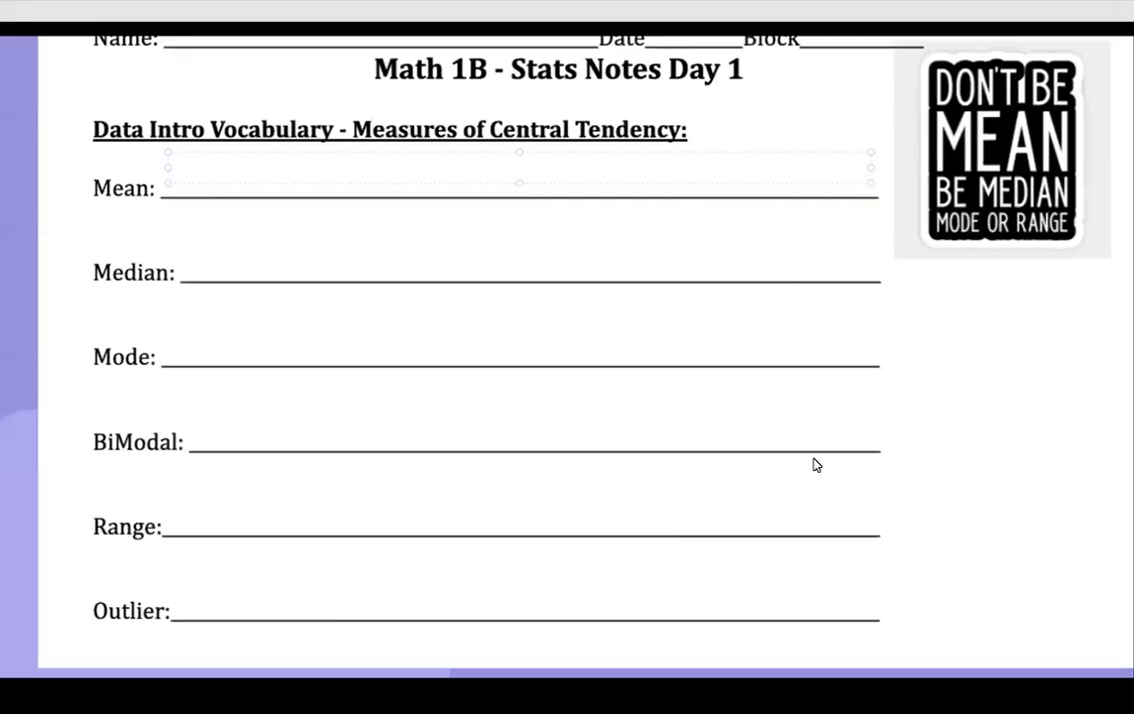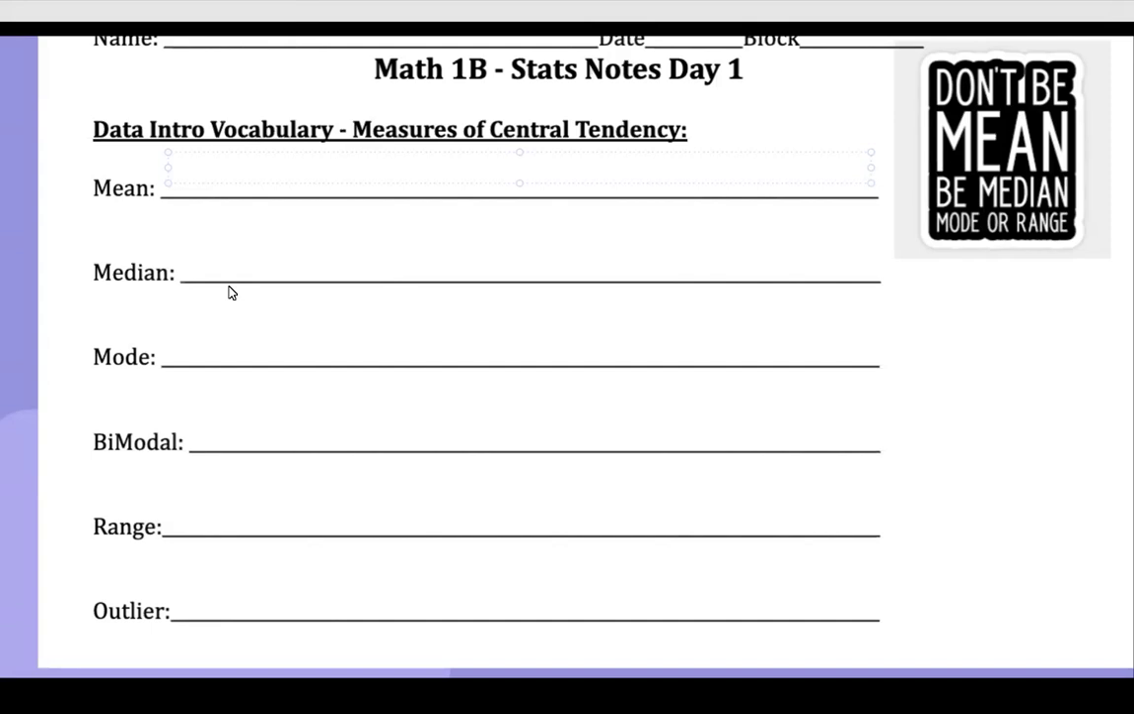All right. Today we are going to start our first lesson on stats. So we're just going to do a quick review of some vocabulary words, just to refresh your memory and go over how to calculate these things in a data set. So you should have your notes with you and we're going to fill out these vocabulary words.